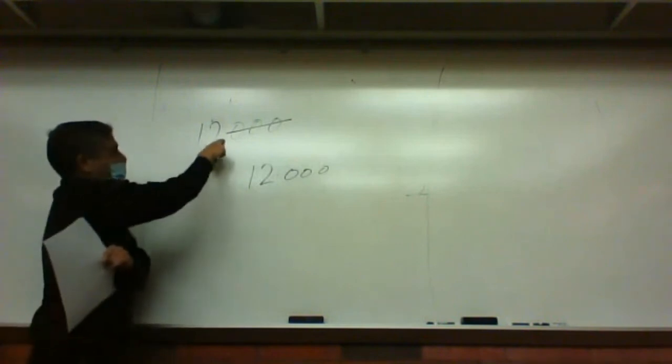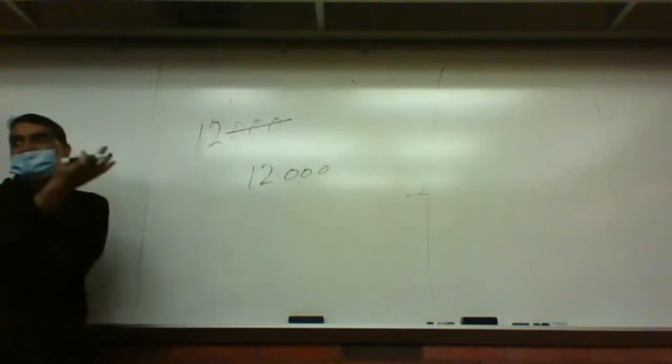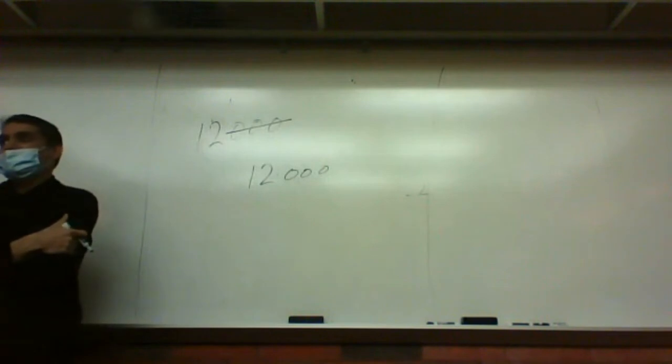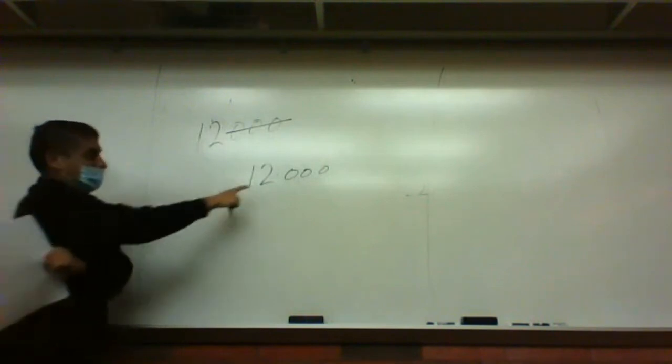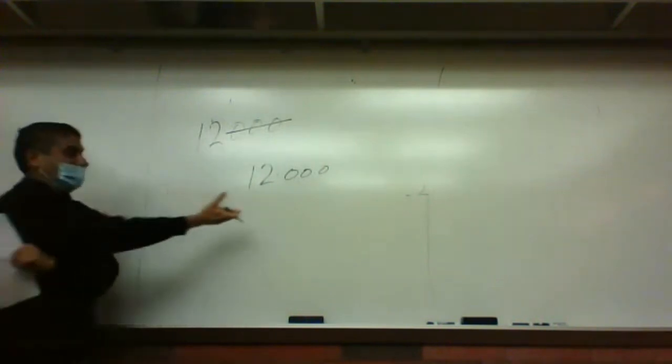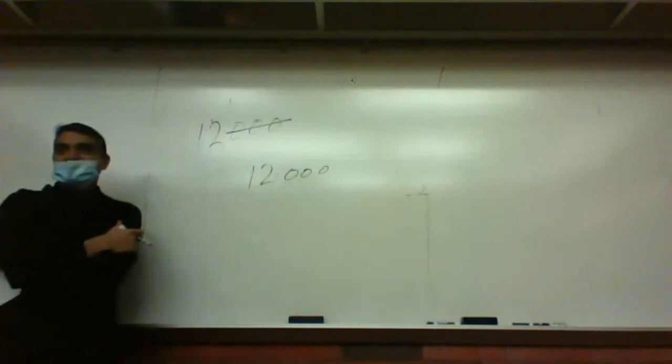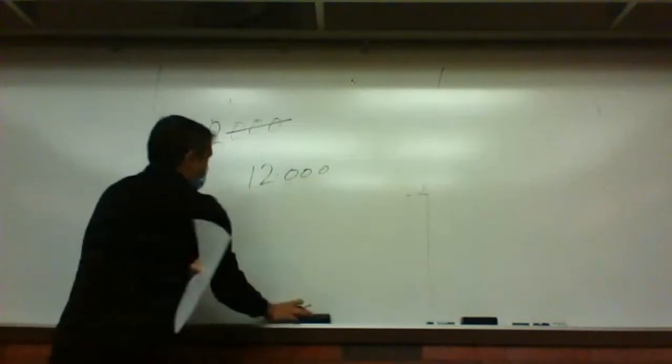But if this is a large number, no decimal there, 12,000 like this, then those zeros are not significant. Make sense? But if there was a decimal here, definitely all these zeros are significant. Make sense? Good.